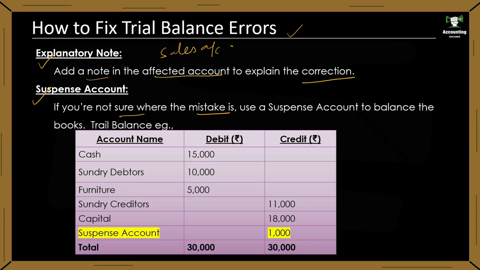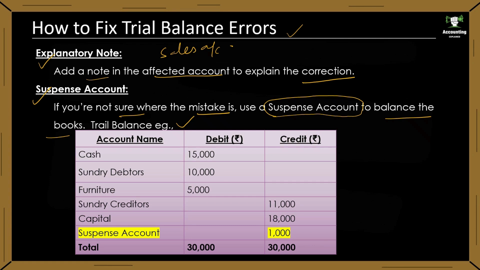So in that case, you are going to use a suspense account. We are using the name suspense because this is mysterious. We are yet to find out that suspense, or we are yet to crack that suspense. So we open an account called suspense account to balance the books. For example, we will take this example.